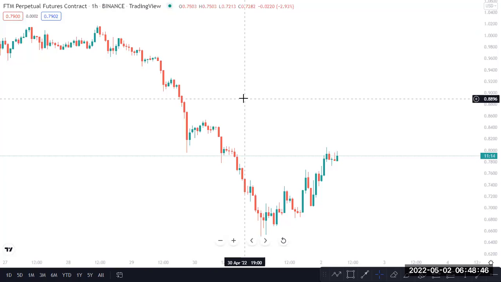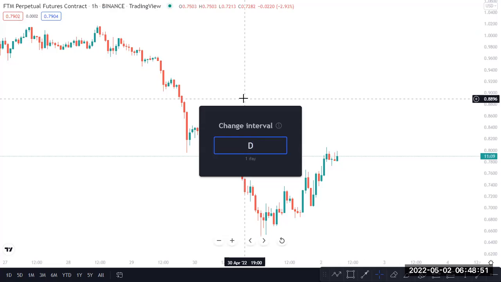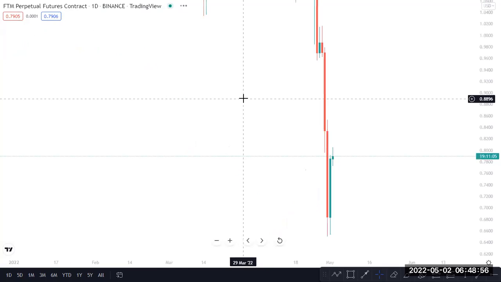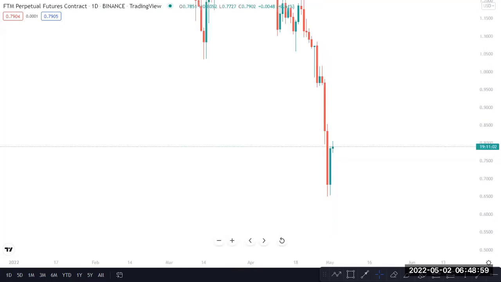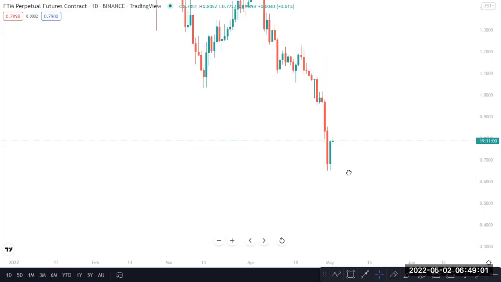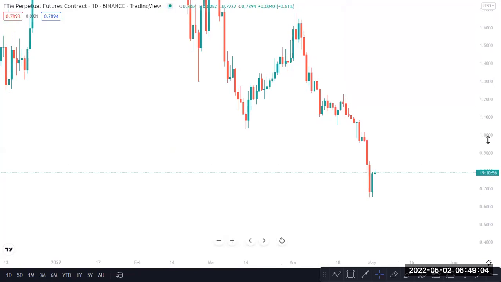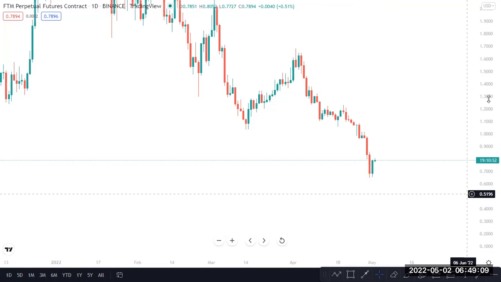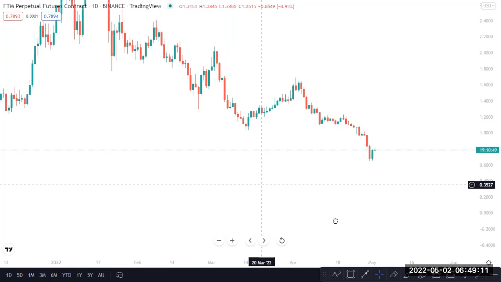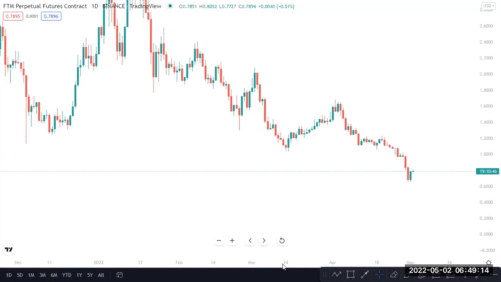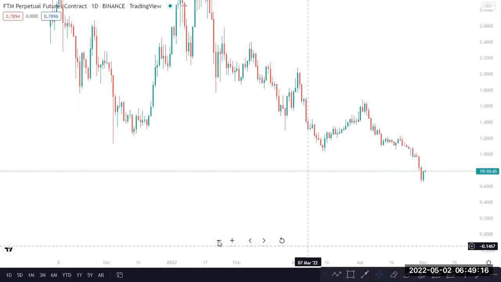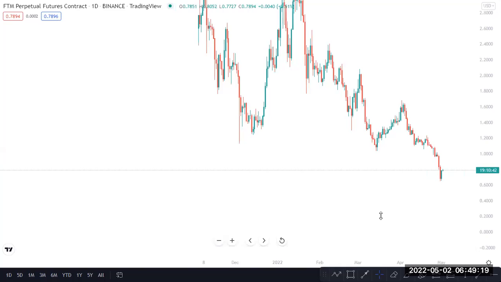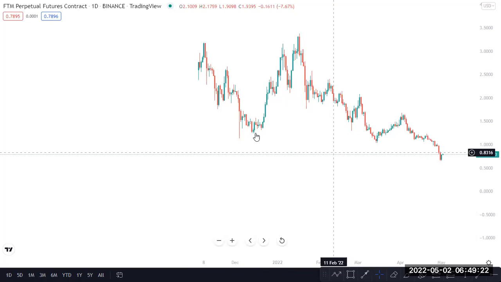Right. So let's go into the higher time frames of FTM. This is FTM, guys. We've been trending down like crazy. The market has been trending down for a while. So I want to see the bigger picture. I want to see if we have a swing low around this area.